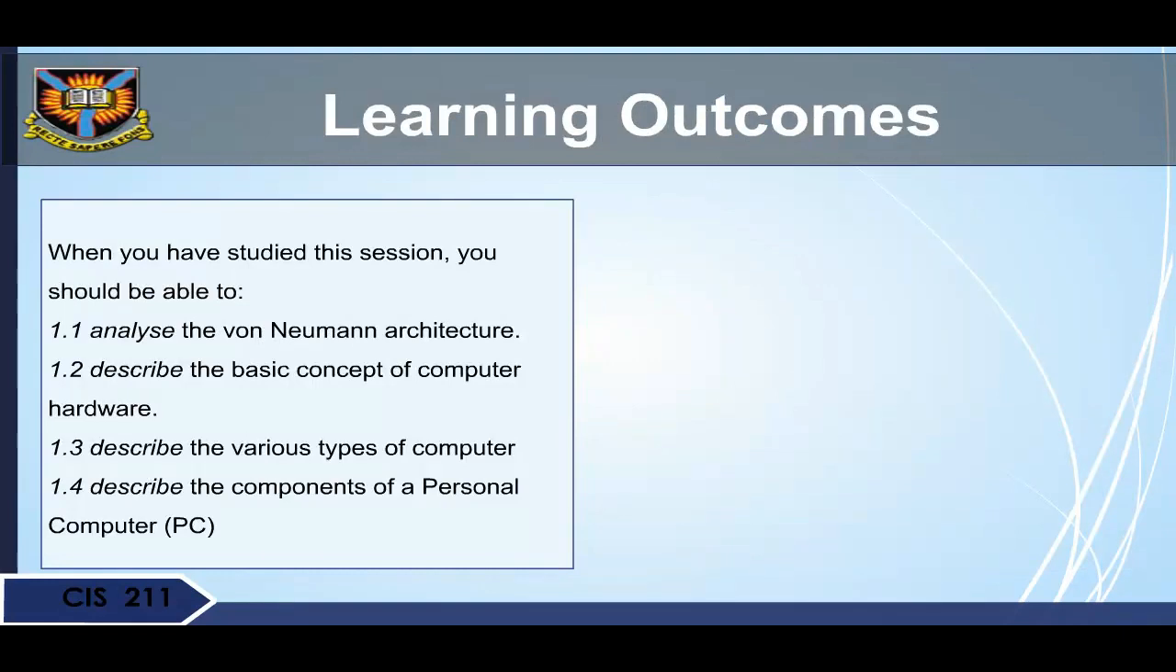Learning outcomes. When you have studied this section, you should be able to analyze the von Neumann architecture, describe the basic concept of computer hardware, describe the various types of computer, and describe the components of a personal computer, PC.